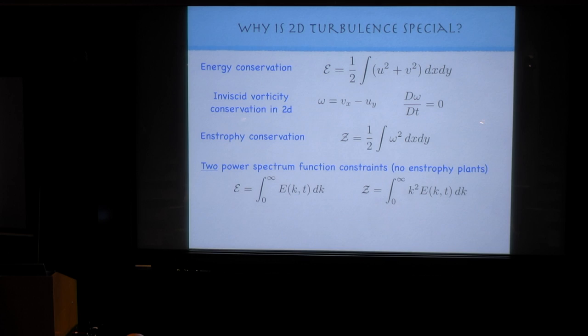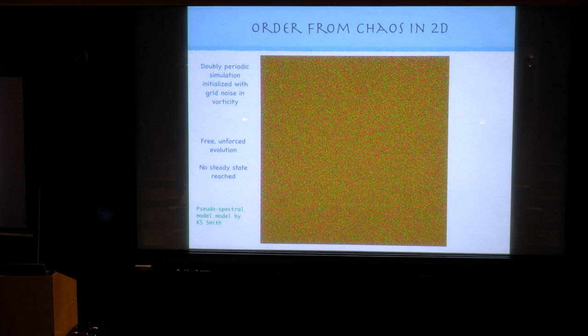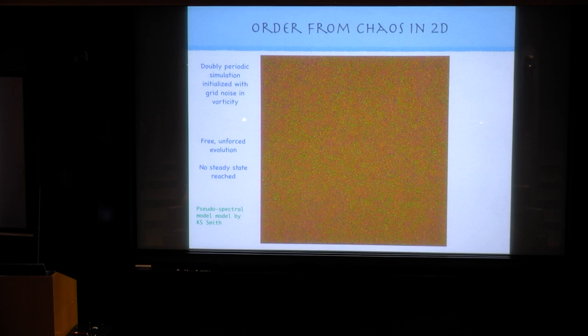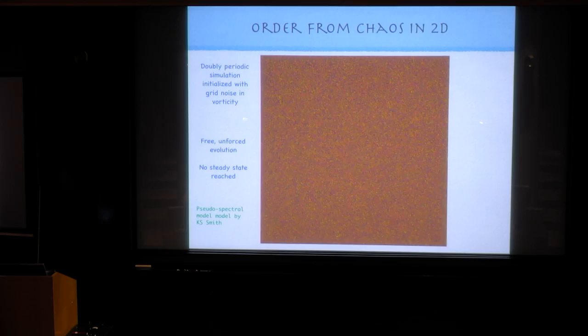And here is a simulation for just two-dimensional turbulence. What you see here is we're starting with grid noise. At the beginning, it looks like you haven't paid your subscription to HBO. But after a while, something different happens. And if you have never seen this before, this is quite remarkable. Out of this complete chaos, this order emerges.